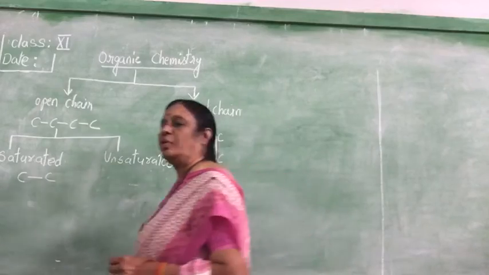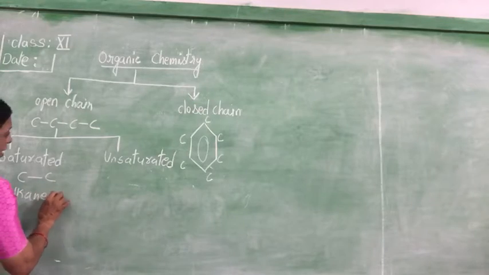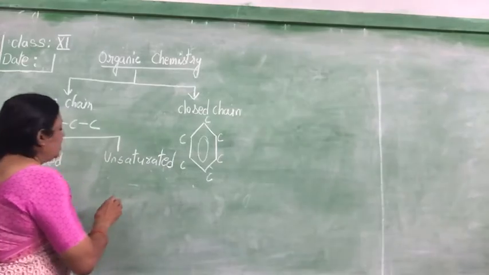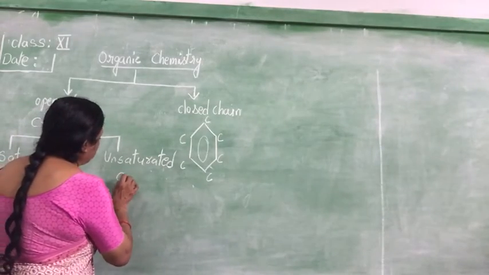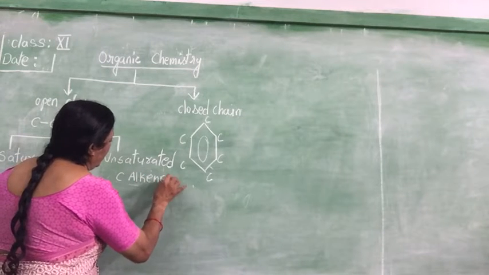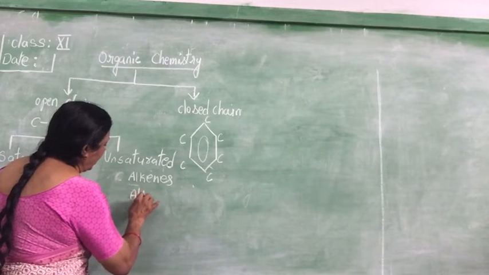So they are also known as alkanes. Now, unsaturated compounds are those compounds that have multiple bonds. The double bond compounds are called alkenes, and the triple bond compounds are called alkynes.